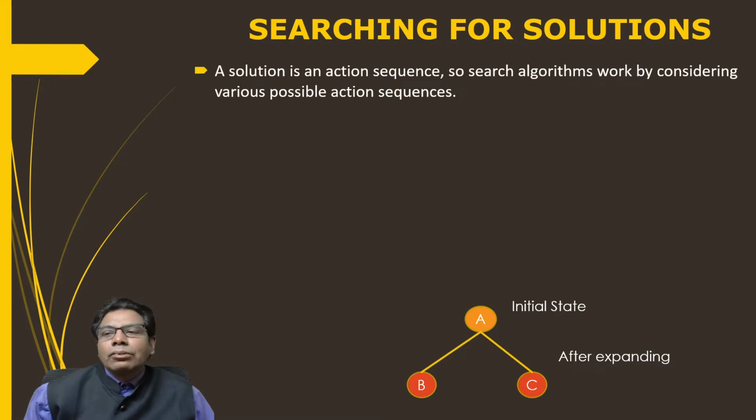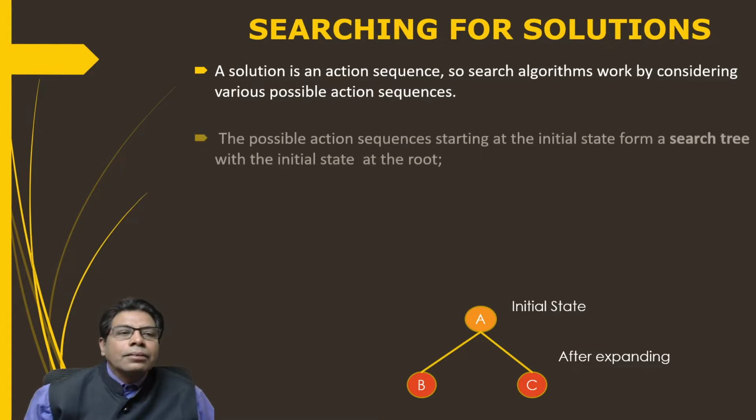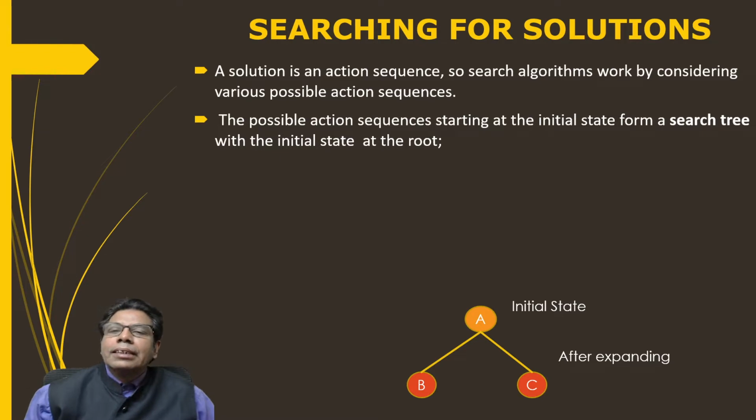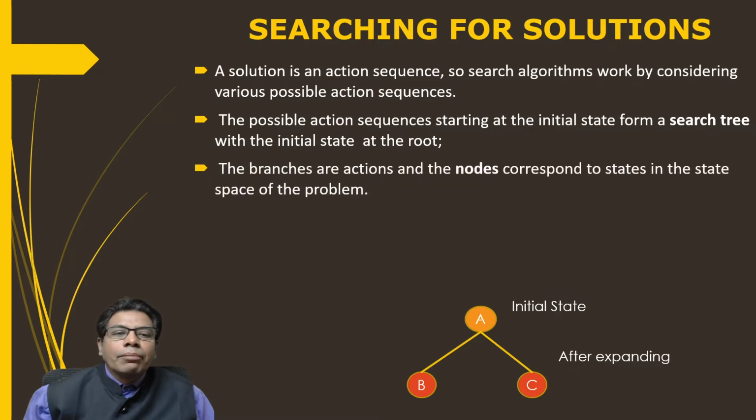Now a solution is an action sequence. So search algorithms work by considering various possible action sequences. Once the problem is formulated, then we have to search for the solution. So a search solution is nothing but an action sequence. Then the possible action sequences starting at the initial state form a search tree with the initial state at the root. The branches are actions, and the nodes correspond to states in the state space of the problem.